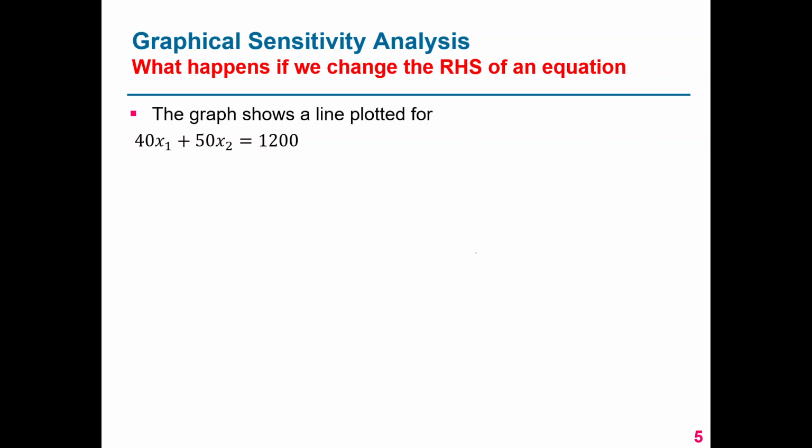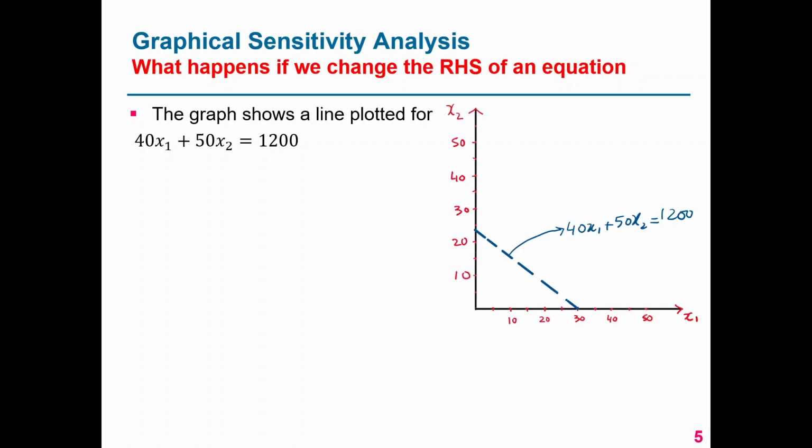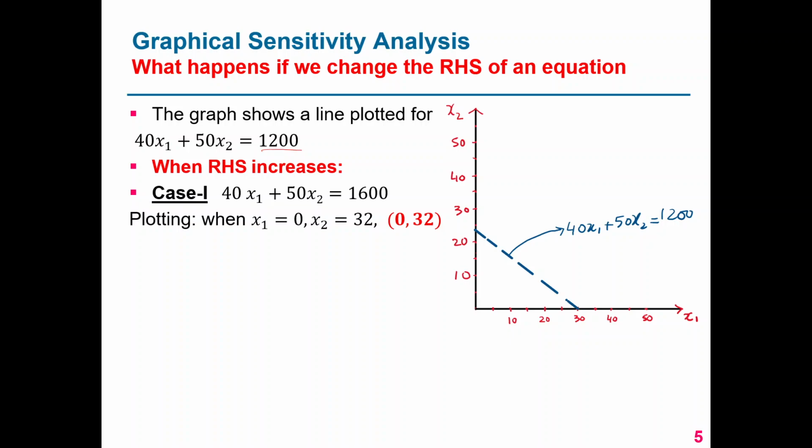So let's see what happens if we change the right hand side of an equation. Here there is an equation shown on the screen: 40x1 plus 50x2 equal to 1200. This equation of a line can be plotted, and it is plotted in blue as shown on your screen. Now we want to know what happens if we change the right hand side of this equation, that is 1200. So in our first case we increase the right hand side from 1200 to 1600, and we plot it by first putting x1 equal to 0 and finding x2 equal to 32. This procedure has been discussed repeatedly in lectures 1 and 2, so by now you must be very familiar with how it is done.